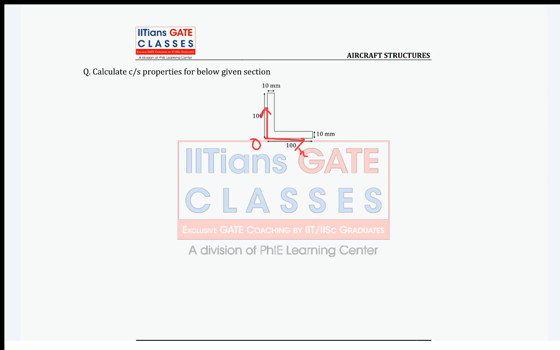Clear guys? You always need to define reference axis. Now guys, we will make a table. Before that, is it a regular section? Is it a symmetric section or a non-symmetric section? It's a non-symmetric regular section, right? So whenever there is a non-symmetric regular section, we can use the summation formula.